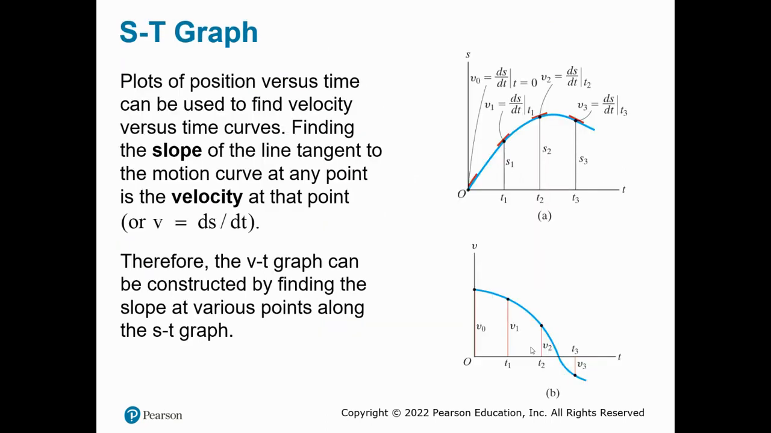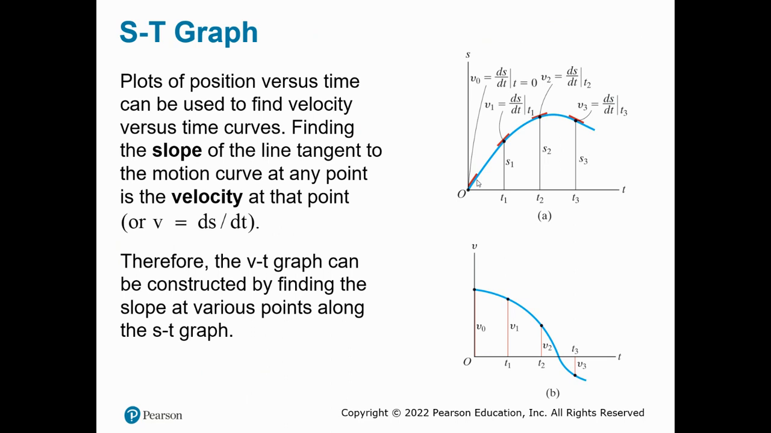Here is a diagram. The first one right here is the ST diagram. It's position versus time. Every single point here that's connecting this blue line together, if I want to find the slope at that point, and put all the slopes together, that will give me the VT diagram, velocity versus time.